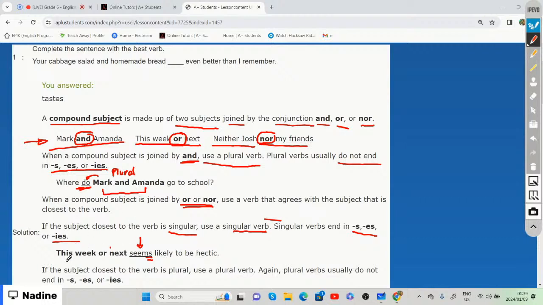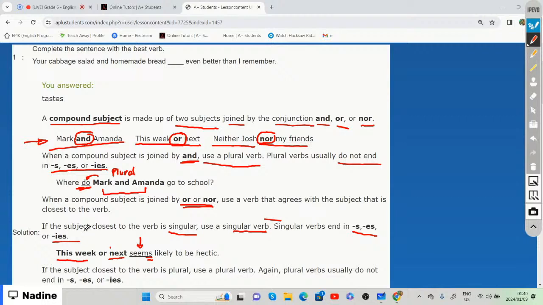Because remember, it's not like we're saying it's this week and next week, right? We're saying it is either this week or it's either next week, right? Which means that the subject closest to the verb is singular. So we say seems, because we add the s, es, or ies, likely to be hectic. So, if the subject closest to the verb is plural, use a plural verb.